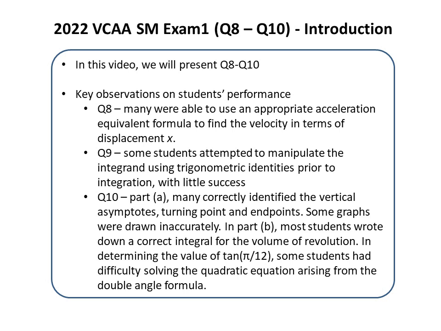Some graphs were drawn incorrectly, showing the wrong shape or failing to be symmetric around the vertical axis. In part B, most students wrote down a correct integral with the volume of revolution. When it came to determine the value of tangent of pi over 12, some students had difficulty solving the quadratic equation arising from the double angle formula.